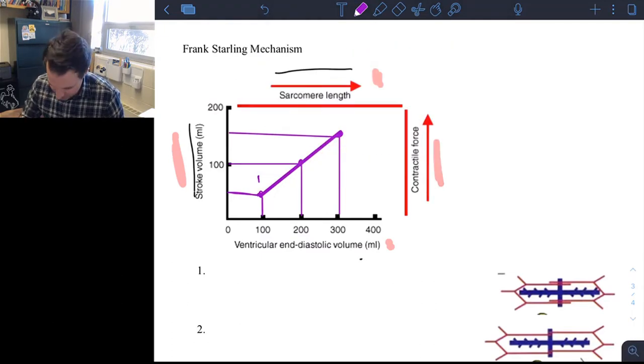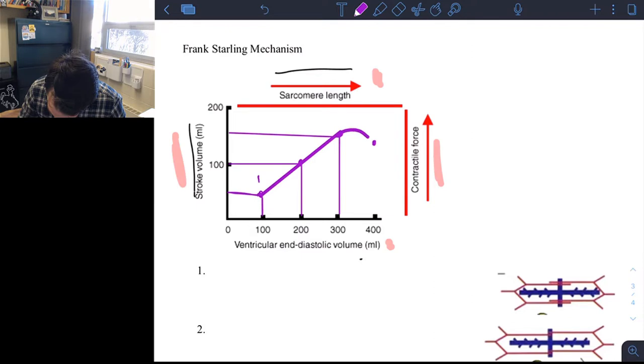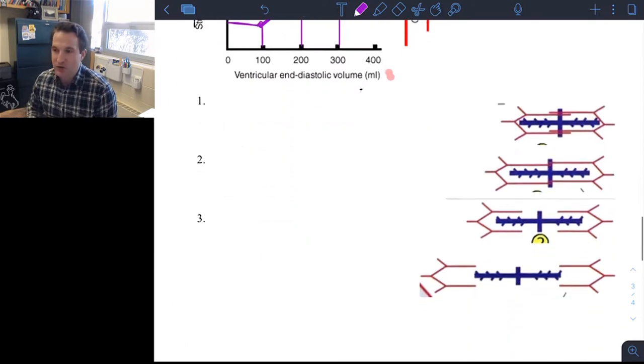All right, well then, what happens when we get to 400? Well, this is when everything starts to break down. We have a relationship that looks more like this. It starts to go down. What happened? We stretched that sarcomere even more, okay? Which previously, by stretching that sarcomere, we got more stroke volume and more contractile force out of it. What happened to cause that stroke volume to go down, even though the sarcomere length got greater and the volume went up? Well, to answer that question, we need to look at the actual sarcomeres, okay?